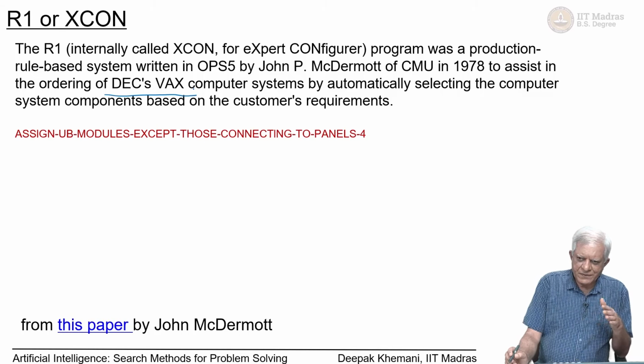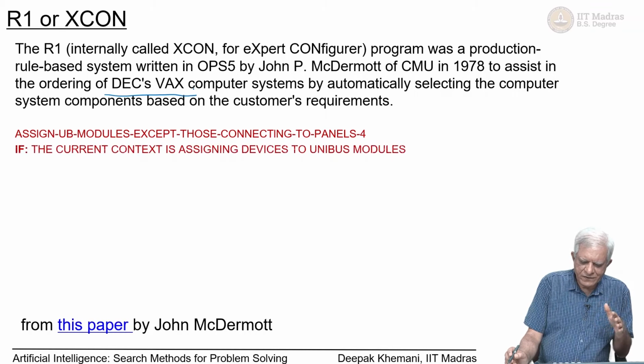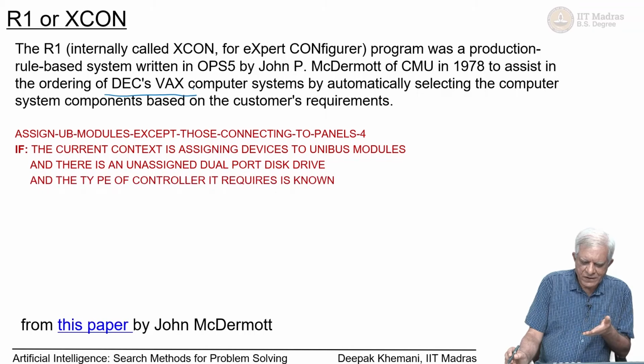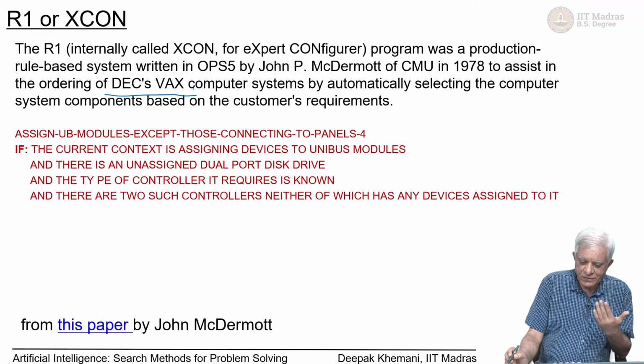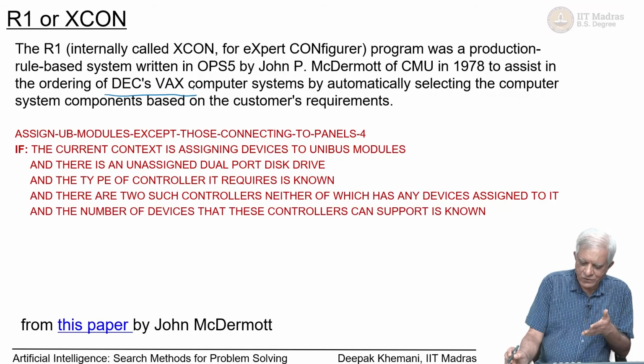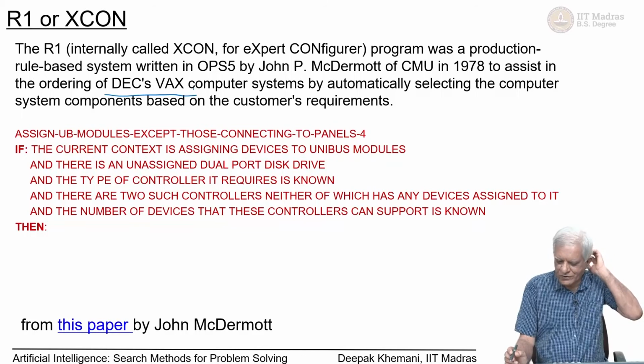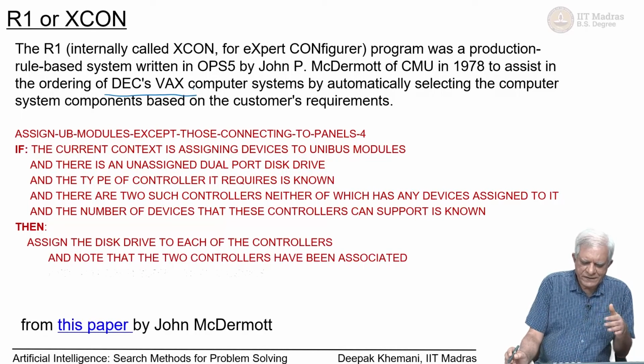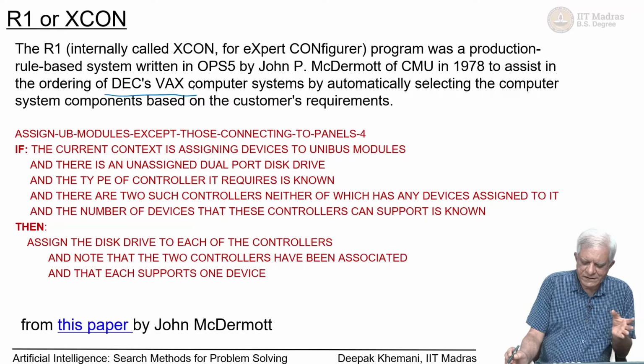So, this is just an example of a rule from R1, we do not want to go into the details. The rule has a name, as you can see it is a long name, assign UB modules except those connecting to panels 4. So, this is a series of 4 such rules, this is the 4th one in the series, and there are various patterns. The current context is assigning devices to universe modules, and there is an unassigned dual port disk drive, and so on and so forth, and then you of course do this assignation.